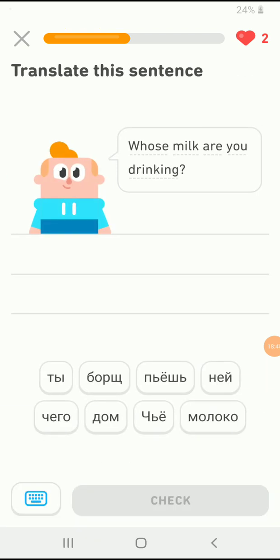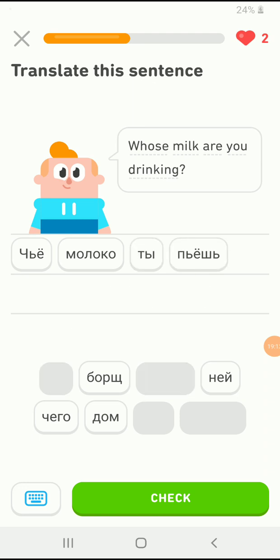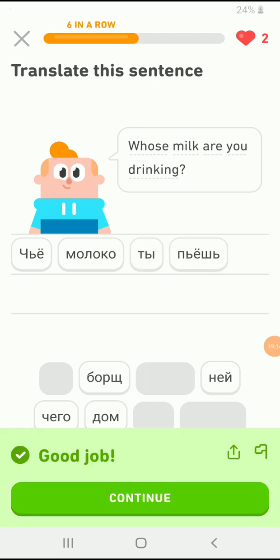Whose milk are you drinking? So how do you say milk in Russian? Молоко. Yeah, молоко is a neuter noun because it ends with O. Normally that's an indication already. So we will not say че, we will not say ча, we will say чьё. Чьё молоко ты пьёшь?